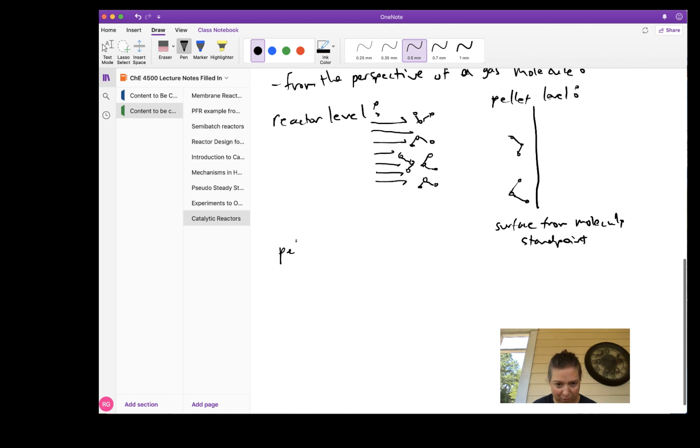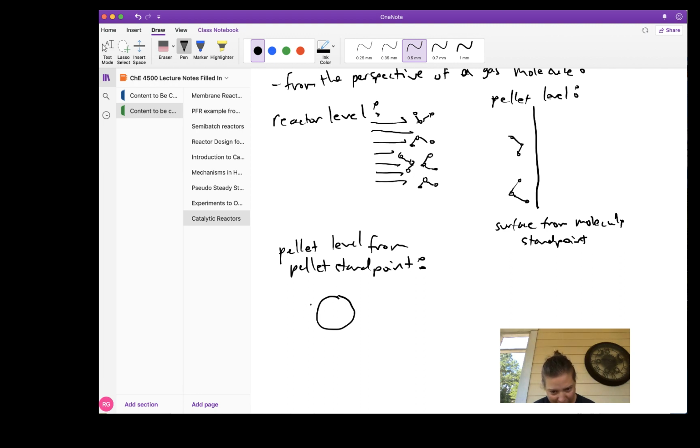Alternatively, I would have my pellet, and I have all these teeny tiny molecules, probably even smaller than that, that are kind of blowing into this thing. So some of the molecules will be trapped.